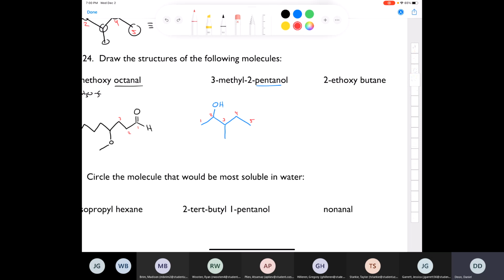3-methyl-2-pentanol. And the last one is another one that's got a gap in it. It shouldn't have a space here. It should just be 2-ethoxybutane. Anywho, let's start by drawing the structure. So we got butane. So that's 1, 2, 3, 4. And on the second one, we're going to have an ethoxy.